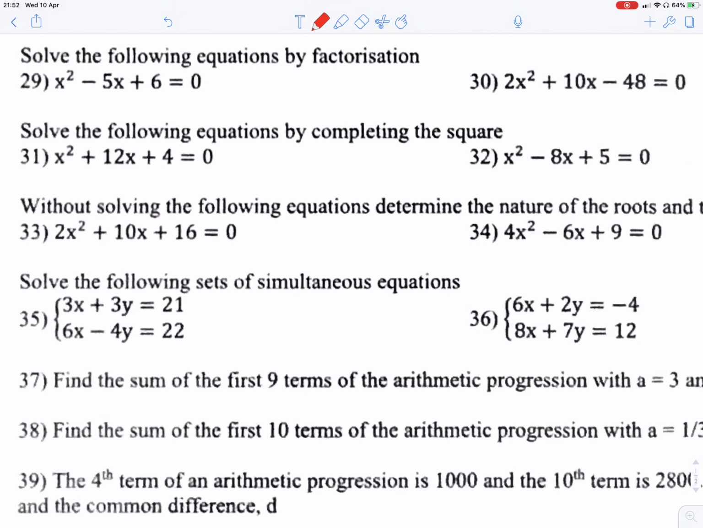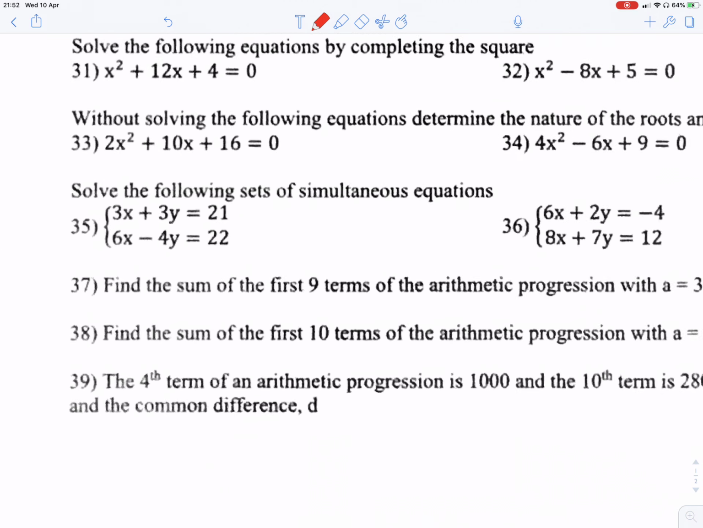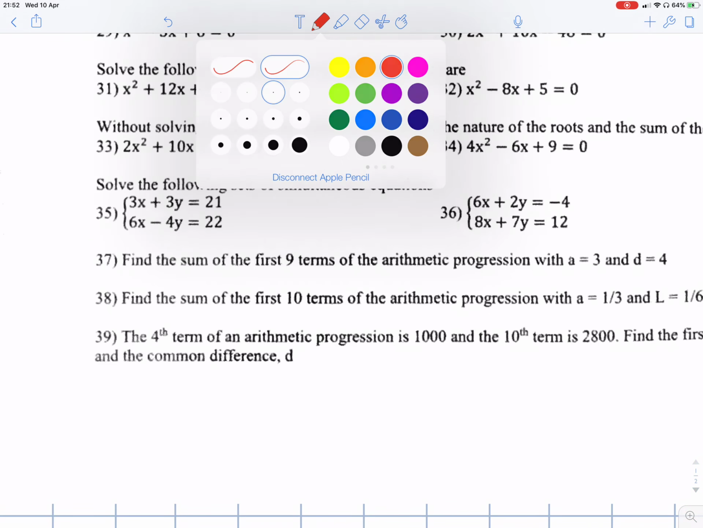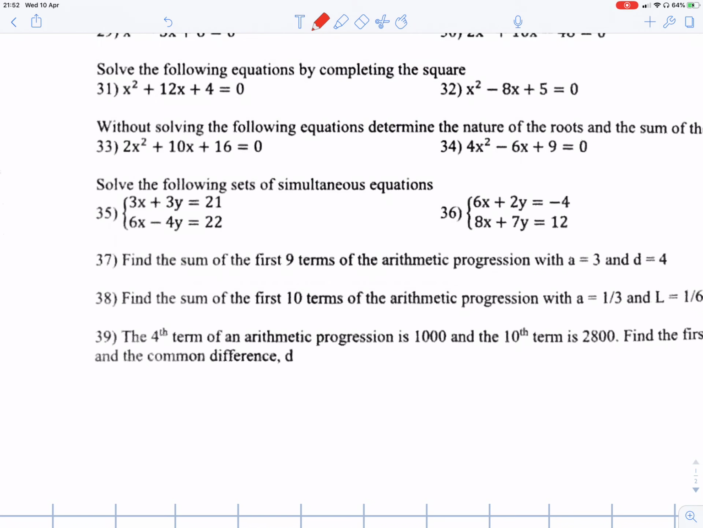Okay, we're gonna do number 35 and 36, which is solving the following sets of simultaneous equations. So let's write down the first set of equations, which is 3x plus 3y is 21, and 6x minus 4y is 22.